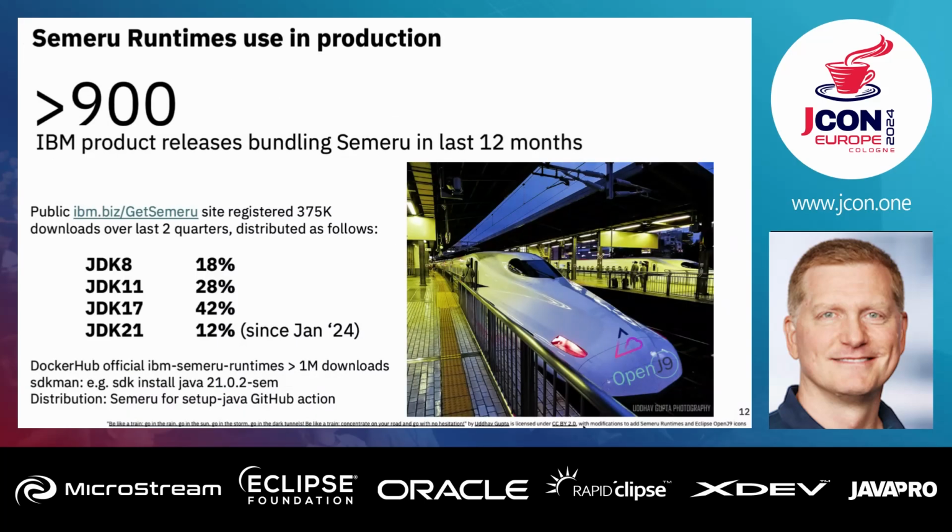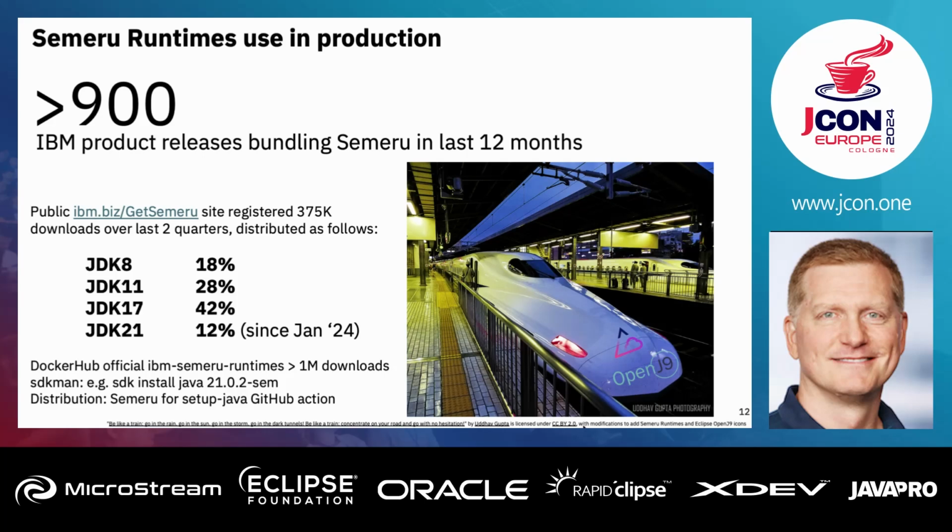Where's it used? Well, as I mentioned, it's used by all IBM products. Last year we did roughly 900 product releases that are based on Semeru Runtimes. And I like this metaphor of the train, like OpenJ9 Semeru Runtimes is the locomotive pulling all of the cars of the Java products.